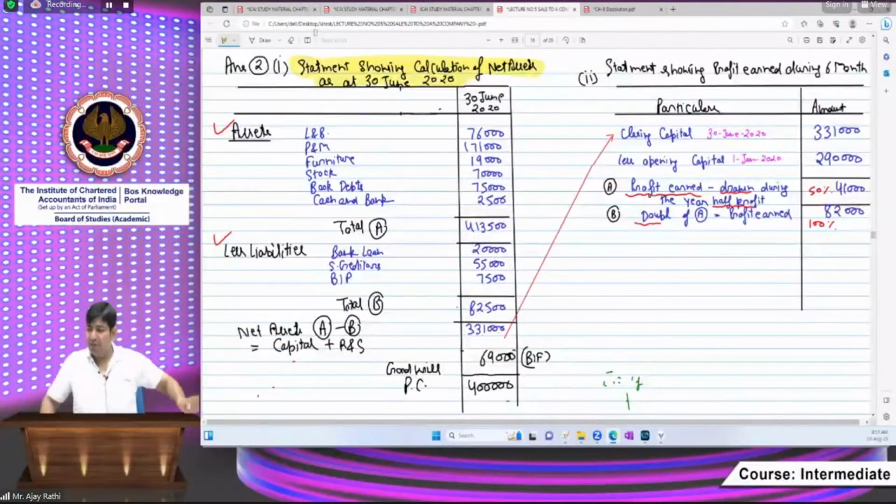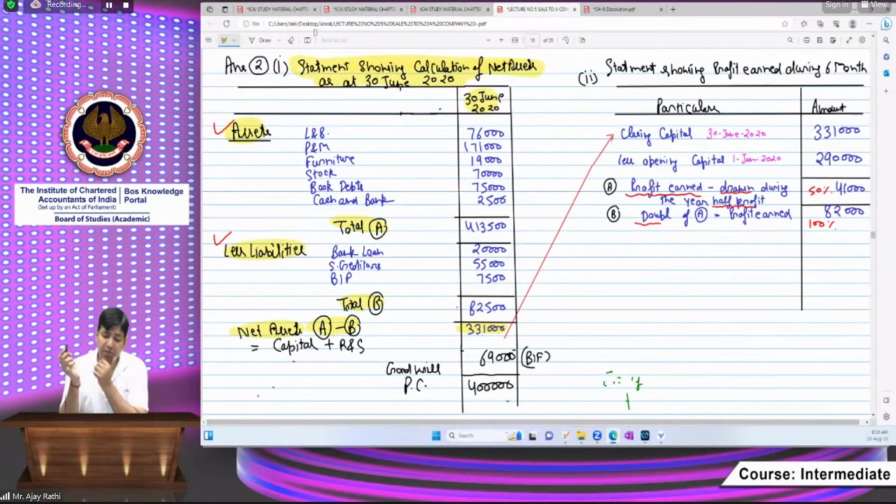Statement showing calculation of net assets as at 30th June, and net assets is calculated in this way. We have to find out the assets as at 30th June. Whatever I am highlighting, beta, you have to look only at that part. Then you will be enjoying this session. Assets minus liabilities as at 30th June. So in that case, you will be finding A minus B as your net assets as at 30th June as per this scenario.